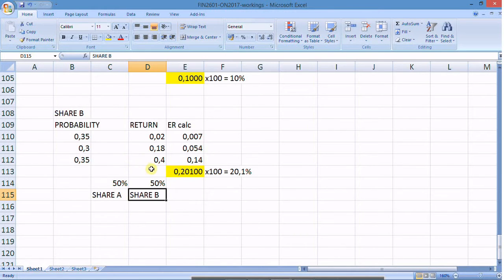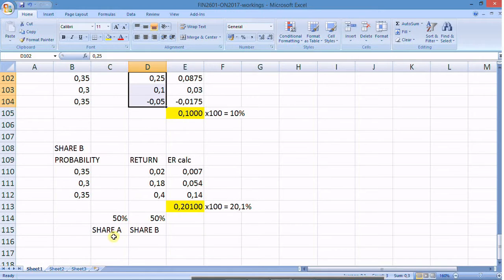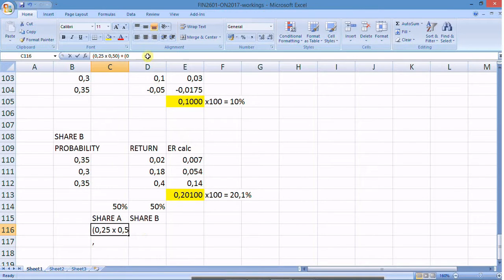Share A's return, do you see that? Yeah. It's 0.25. So share A will be brackets 0.25 for the portfolio, times 0.50, close brackets, then plus, open brackets, share B, 0.02, times 50%. Alright, so we need to do that 3 times. I didn't do it 3 times.